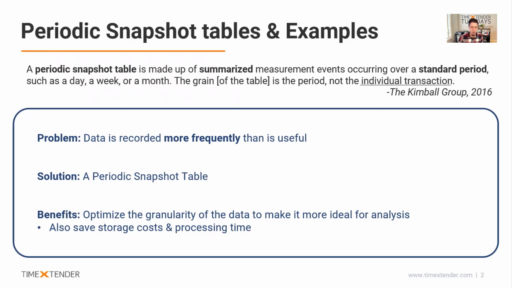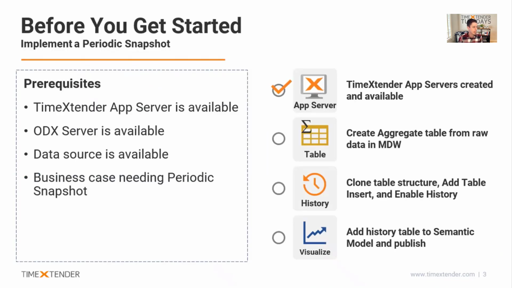Cool. All right, so let's go ahead into the demo and implementing this periodic snapshot table. Now, of course, in order to get through this, you need to have an app server, an ODX server. You need to have a data source available. Today, we're going to be connecting to cryptocurrency prices. We do have an API that we're using. We're happy to share that API with you, and we can put that here in the chat or in the community forums a little bit later, but that's a data source that we're going to be using.